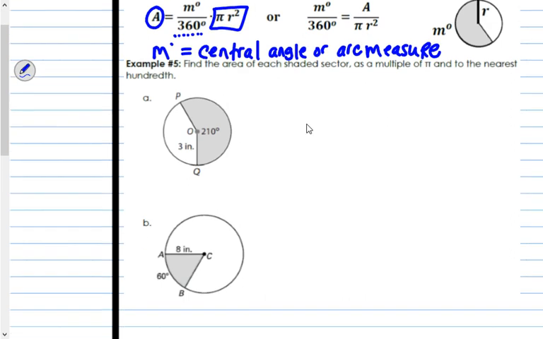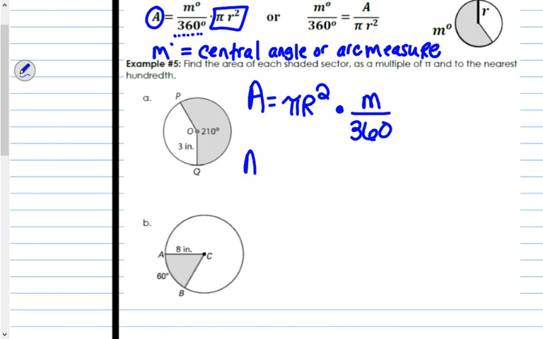So my formula is area equals pi r squared. That's normal. You're familiar with that. But I'm multiplying it by a fraction. My denominator is 360, and I have to figure out what my numerator is going to be. So area, and I'm going to be finding the shaded sector, so that means this portion right here, equals pi r, my radius is 3, times the measure of the arc or angle over 360. Well, this angle is 210 degrees, so it's 210 over 360.